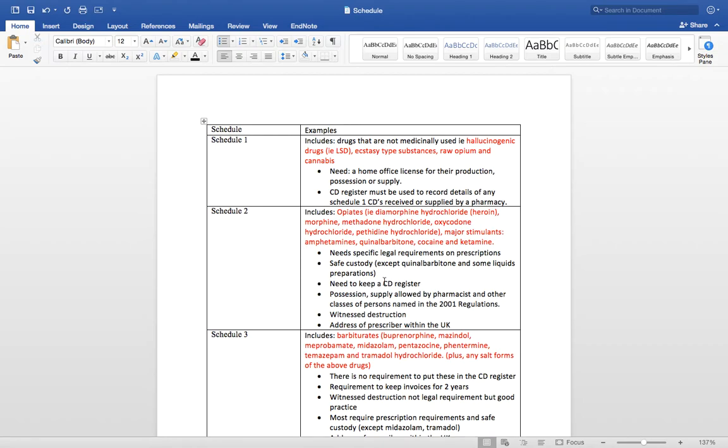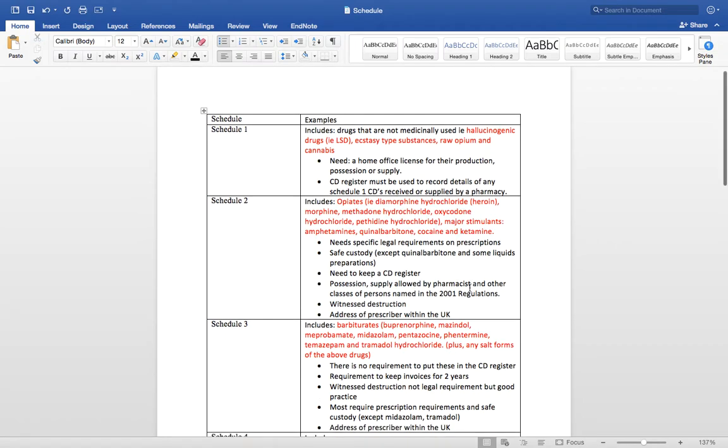Schedule 2, which are used a lot more by patients, are opiates, such as morphine, methadone, oxycodone, for example, and also major stimulants such as amphetamines and ketamine. There are specific legal requirements on the prescription for these medications. I'm going to do a separate video all to do with the legal requirements for controlled drug prescriptions, private controlled drug prescriptions, and normal prescriptions.